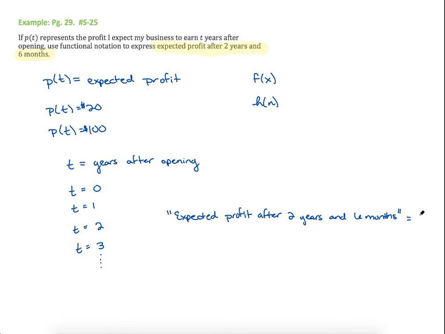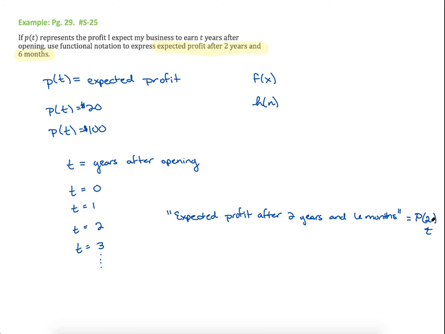To write this using functional notation, we use the notation that we defined in the original problem. I know that P of t represents the expected profit, and I don't actually know what that number is, but that's okay. That's not what we're asked to find. We're just asked to write the notation. We're not asked to actually find the profit. So going back, P of t represents the expected profit when t is 2 years and 6 months.